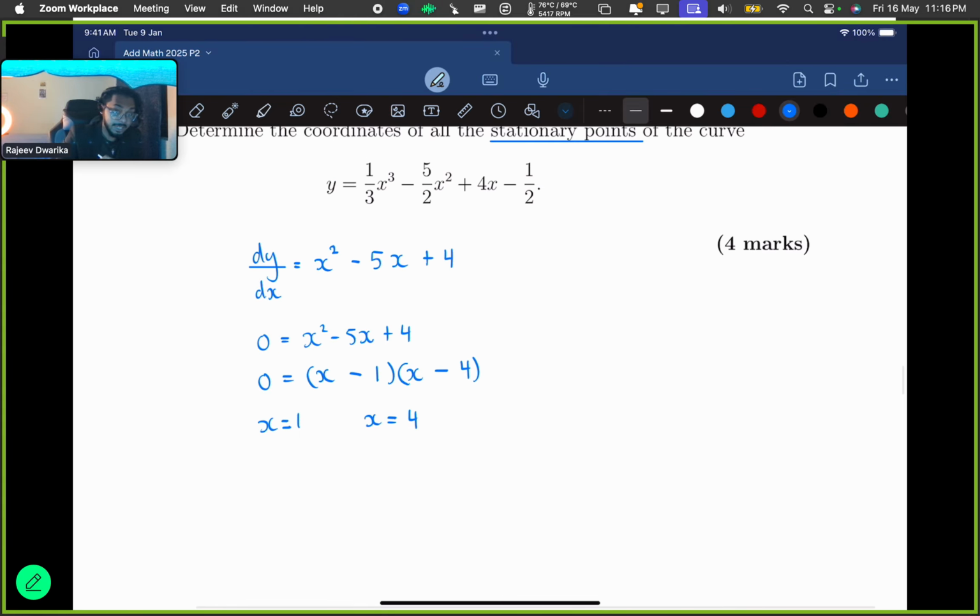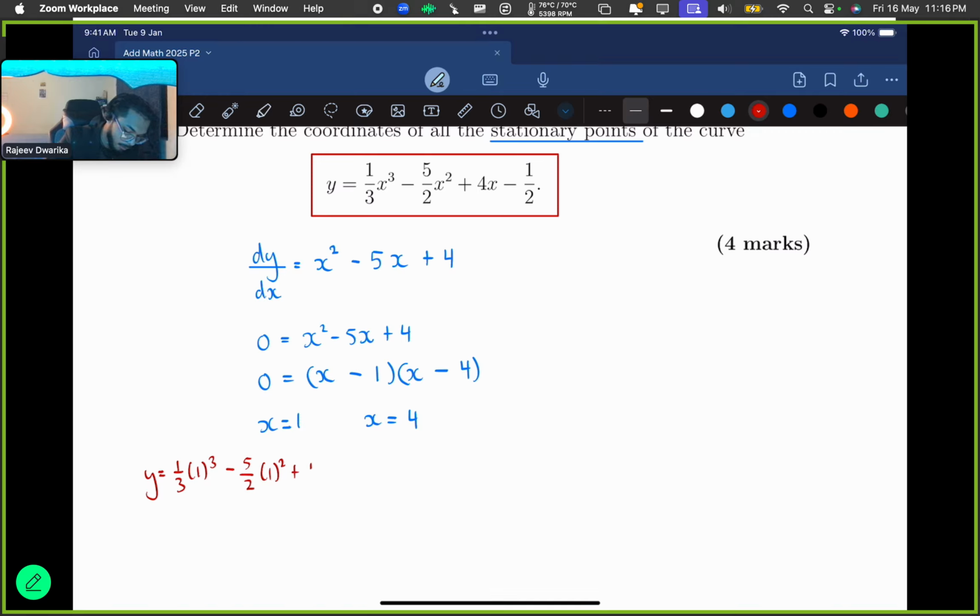Right, and then I'm going to plug the x values into the function to get the y value, because that function tells us directly what y is with respect to x. And so when x is equal to 1, y will be equal to a third by 1 cubed minus 5 over 2 by 1 squared plus 4 by 1 minus a half. Awesome. And then we are going to say y is equal to a third... This is now when x is 4, so I'm going to replace the x for 4 this time.